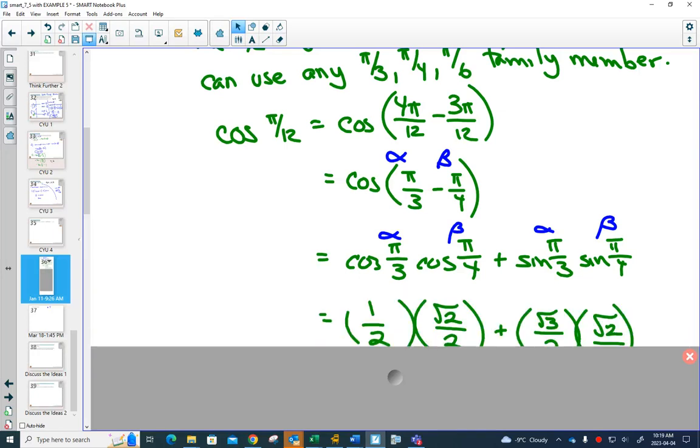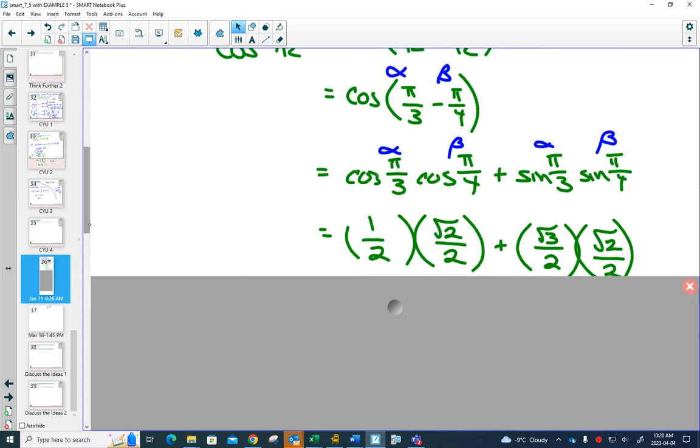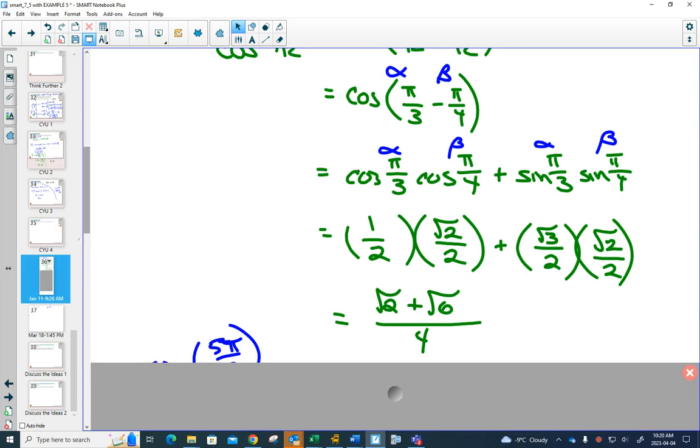Cos pi over 3, that's a half. Cos pi over 4, root 2 over 2. Sine of pi over 3 is root 3 over 2. And cos of, or sine of pi over 4 is root 2 over 2. And from here, we have to multiply fractions and add them together to get a single fraction in the end. How do you multiply fractions? You multiply the tops, multiply the bottoms. And you see that the bottoms will have a common denominator of 4 once you've multiplied them. And so we will get a final answer of root 2 plus root 6 over 4.